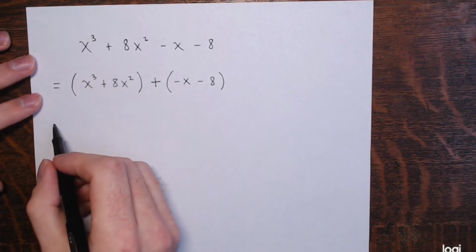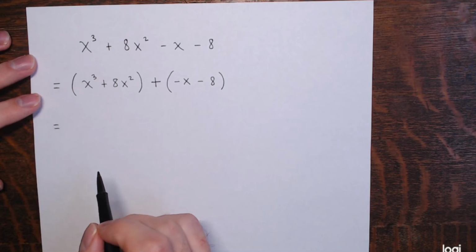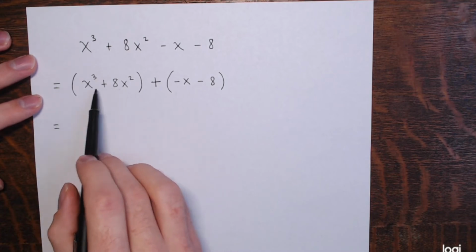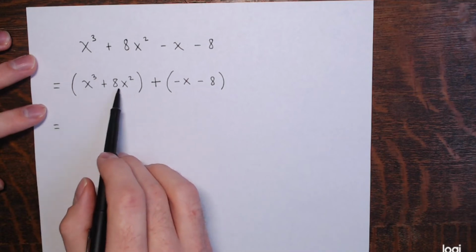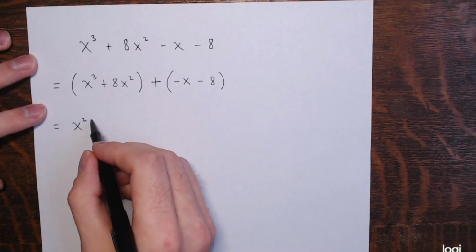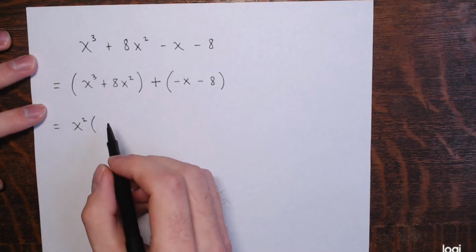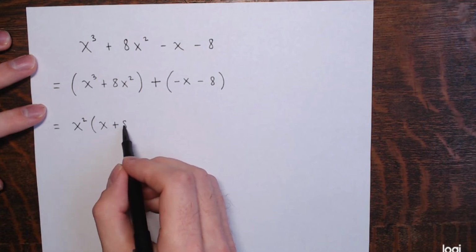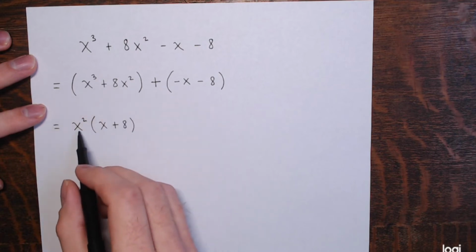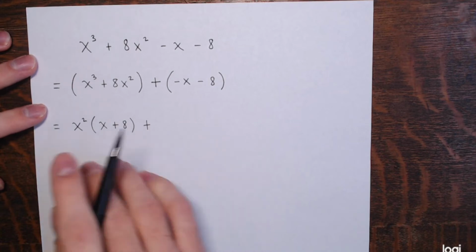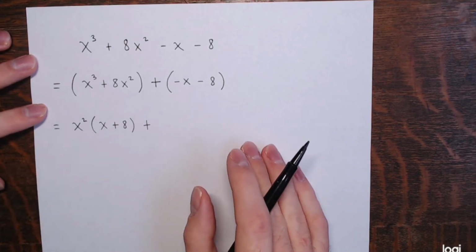Alright, then you factor each group separately. So the first group, x cubed plus 8x squared, those have a common factor of x squared. So I pull x squared out, and what would be left over would be x plus 8. Right, so the first group factors to x squared times x plus 8, but then you got a plus, you got a sum still. So the whole thing's not factored yet. I'm just factoring each half.